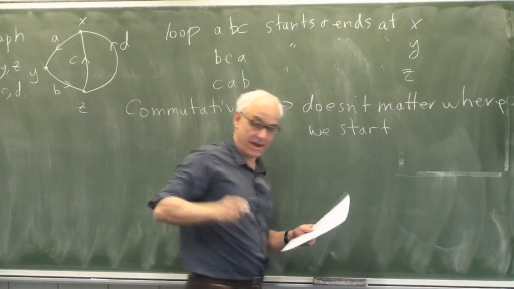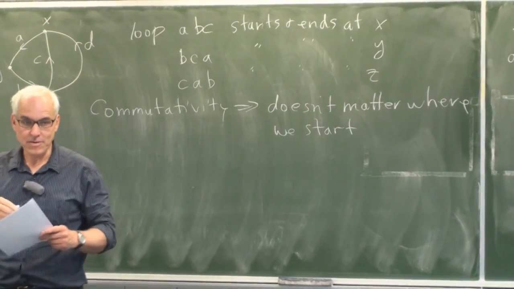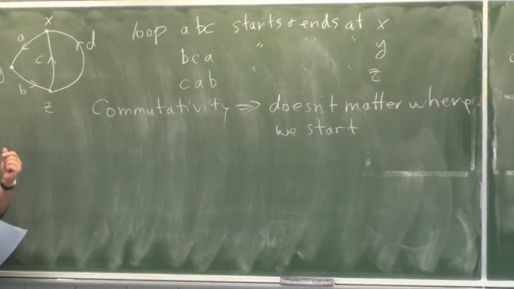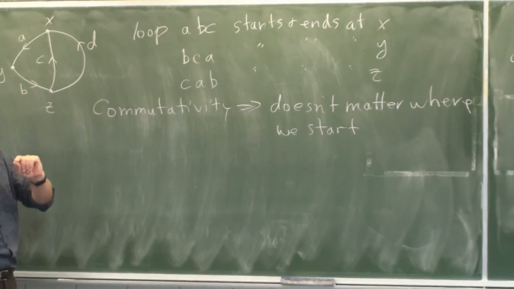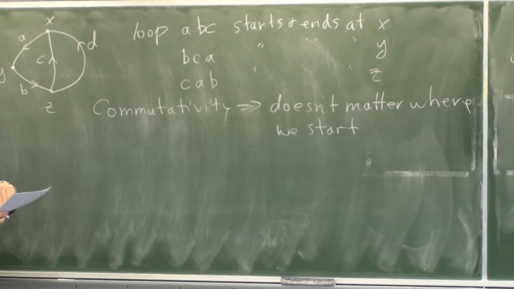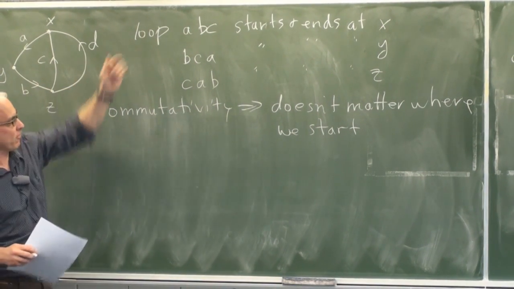So we are still going to be looking at loops that go around holes, but we are not going to look at these loops in exactly the same way as we did for the fundamental group. For the fundamental group, we had a specified starting point. Here we're going to be a little bit more flexible.